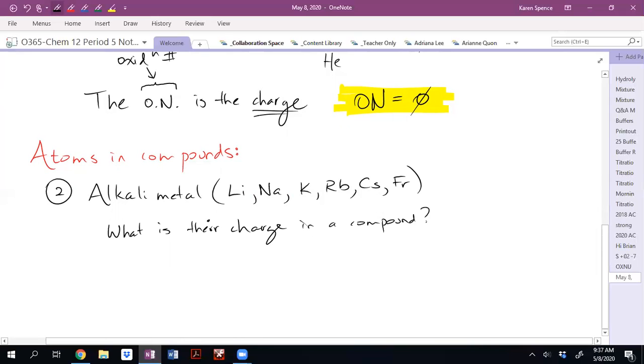Yeah, it's +1. They're column number 1, so they have 1 electron in their valence shell. So when they form a compound, they give that electron away to their respective partner there. And so they are all going to be +1. Okay, so therefore the oxidation number of alkali metals in compounds is +1.